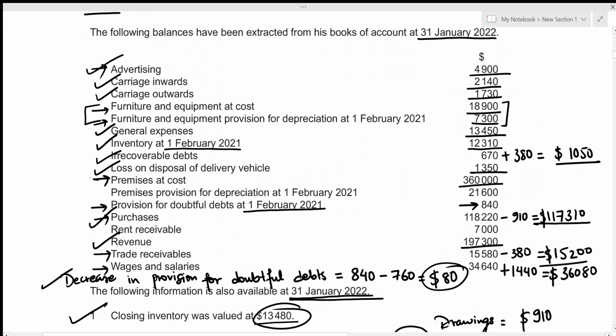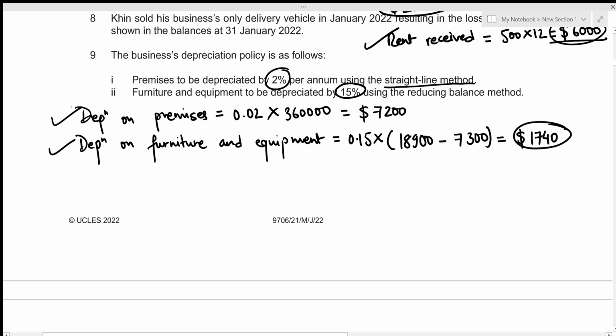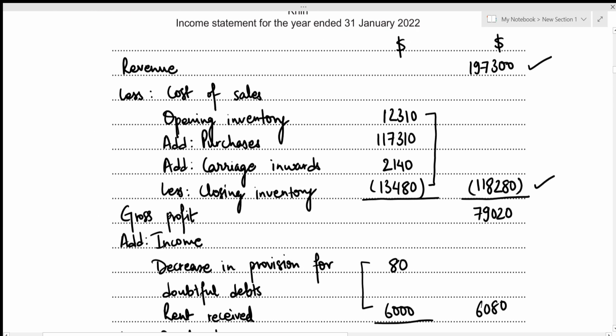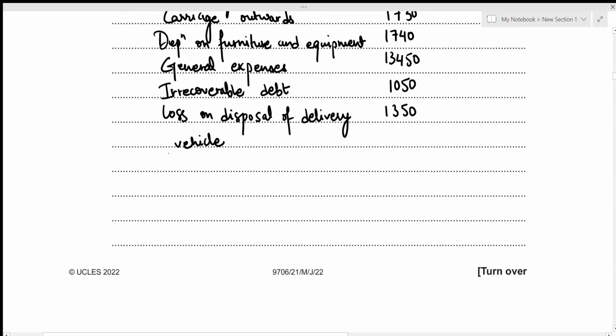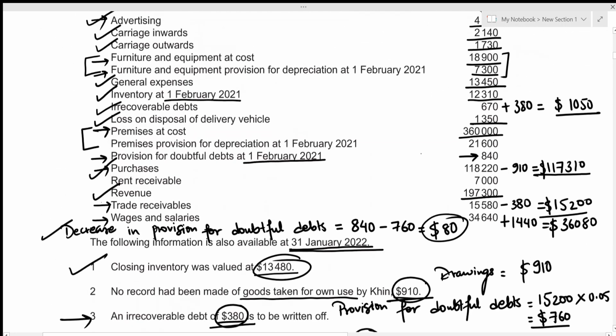Then we are given premises, and we need to apply our depreciation to premises as well, which is an overhead, right? So let's include our depreciation on premises as well. We already calculated it to be 7,200. Let's include this value. That's depreciation on premises with the value of 7,200. Okay, let's have a look above again.